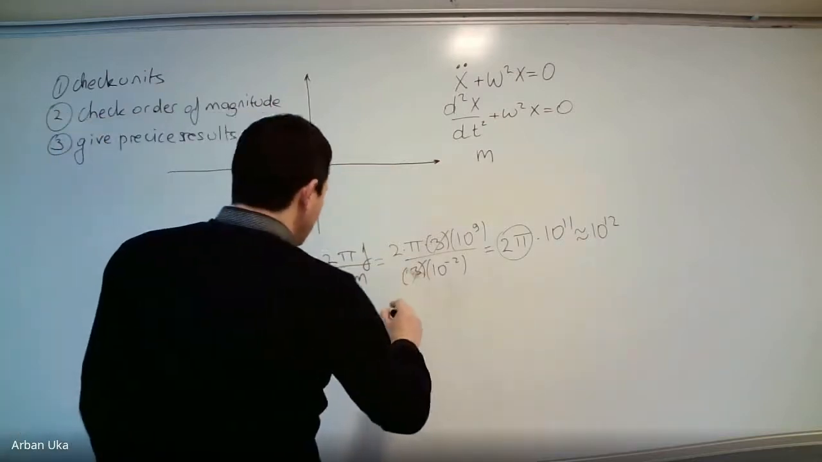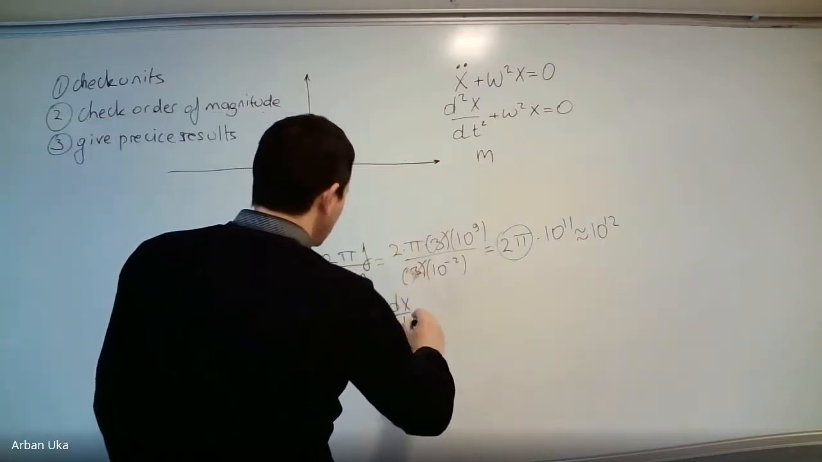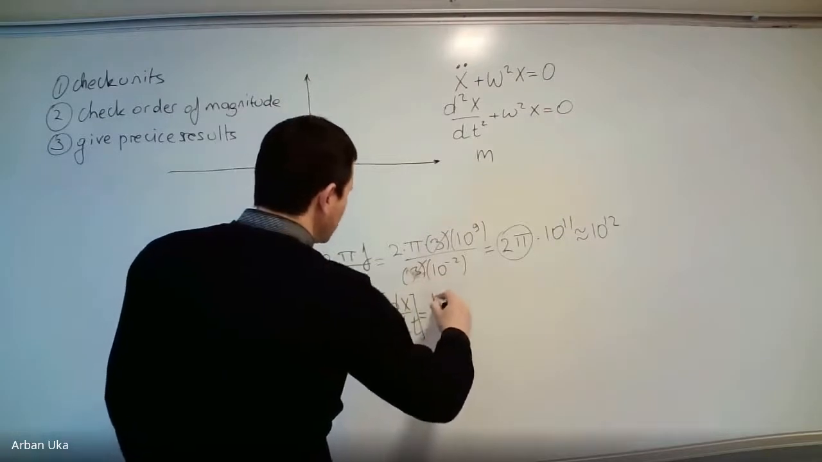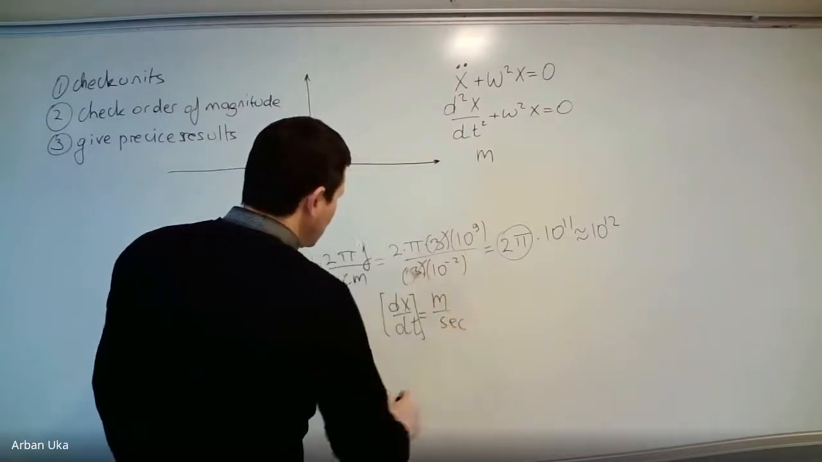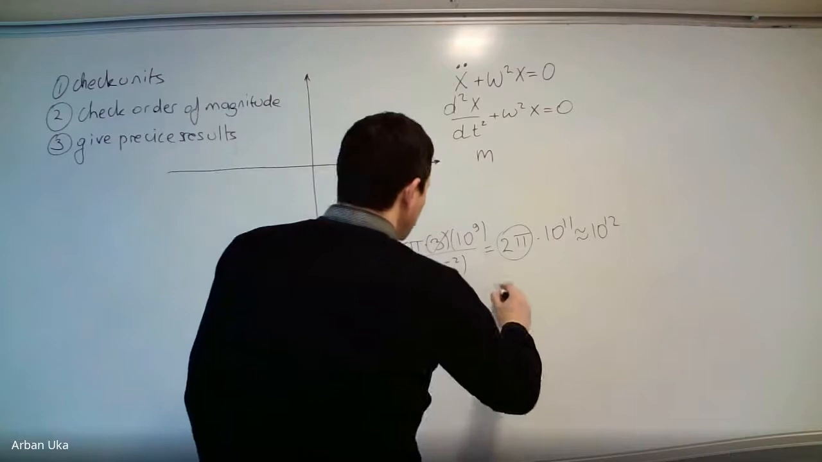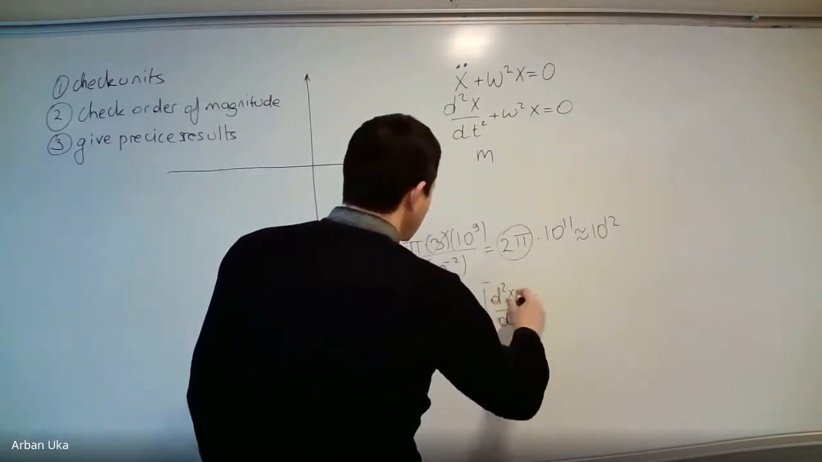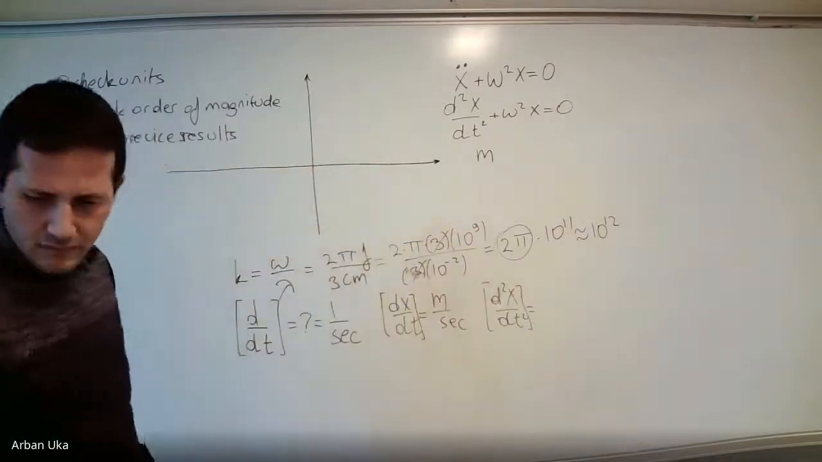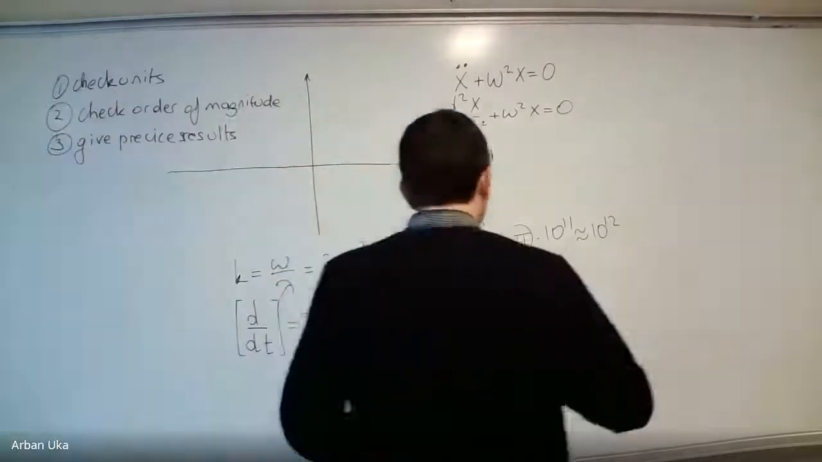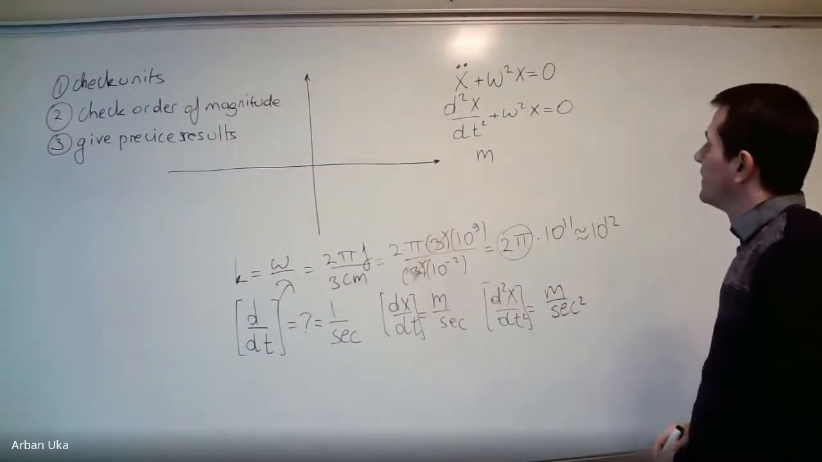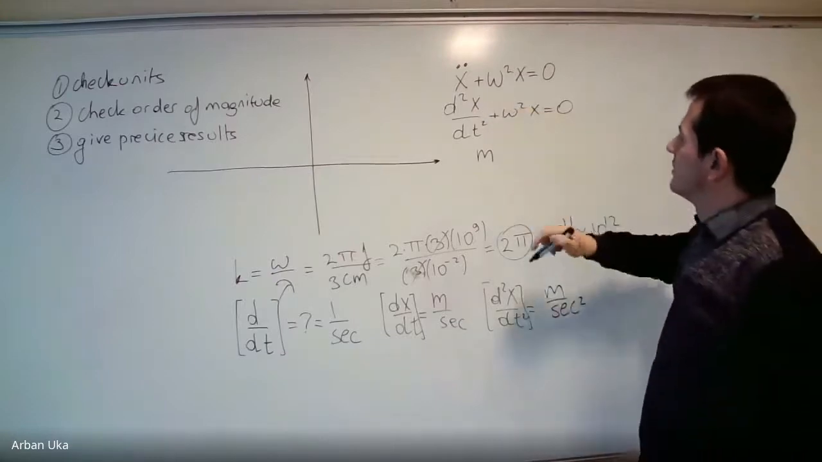So, what is the unit of dx over dt? Meters per second. That's true. This is velocity, right? This is equal to meter per second. Then, what is the unit of d squared x over dt squared? Meters per second square. Yes, this is acceleration, so it is meter per second square. That is true.